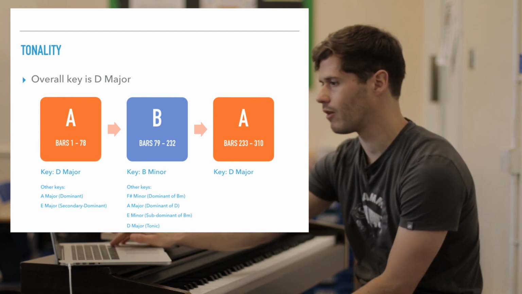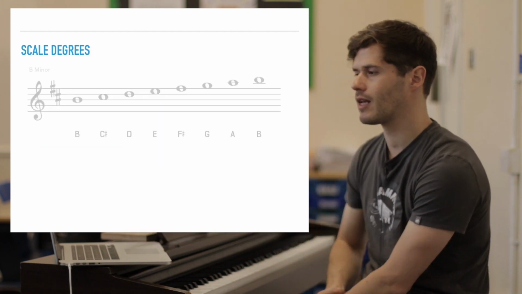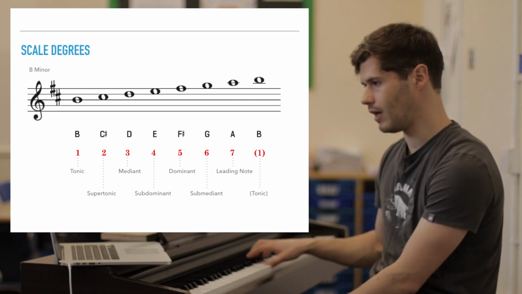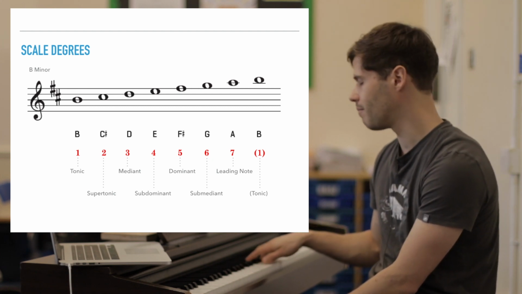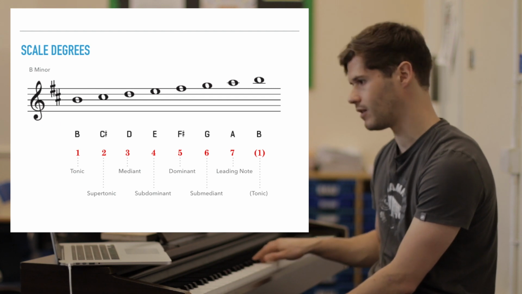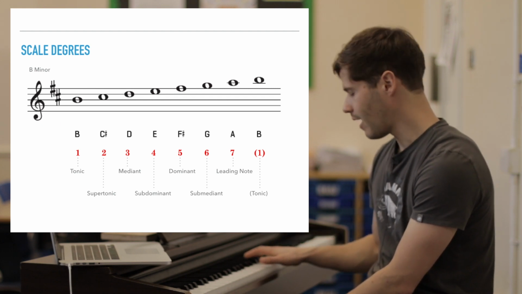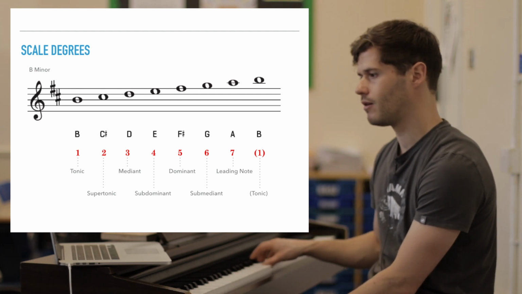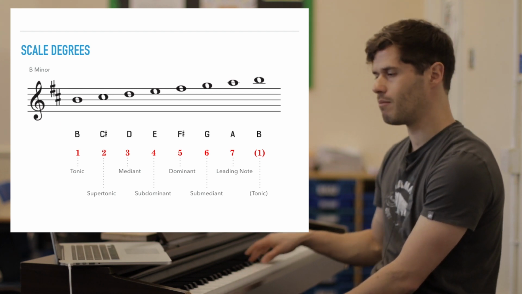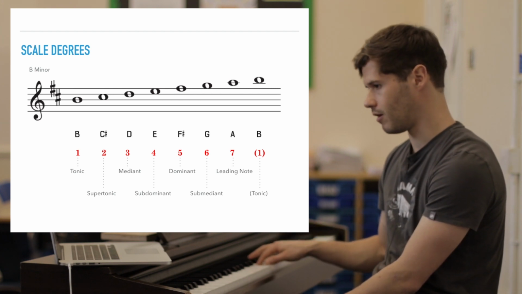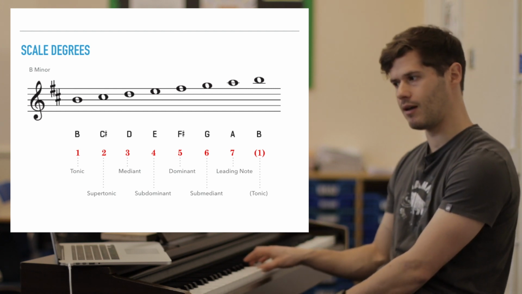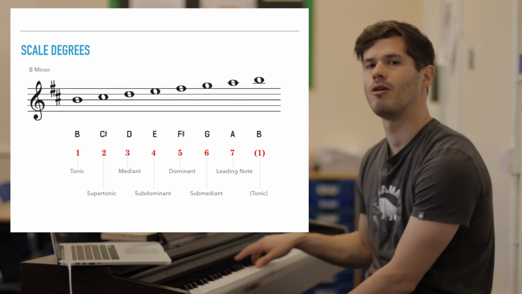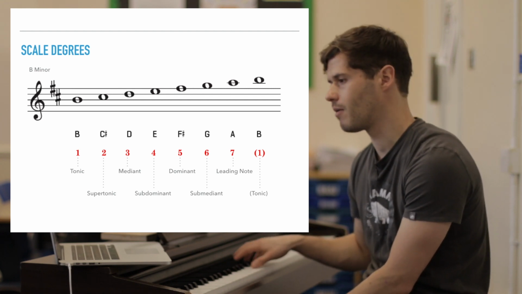So let's have a look at what that looks like. So here's our scale degrees of B minor, B, C sharp, D, E, F sharp, G, A, and B. That's 1, 2, 3, 4, 5, 6, 7, and 1. And we can see our tonic, supertonic, mediant, subdominant, dominant. I won't carry on because the important ones are the dominant and the subdominant there. So we've got the tonic B, the subdominant is an E, and the dominant is F sharp.